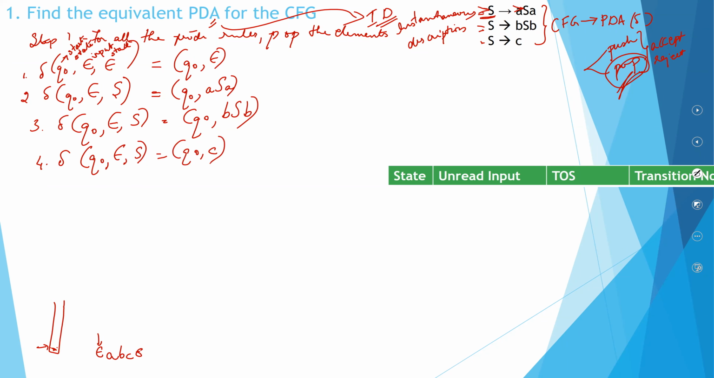Okay, so these are your first 4 transition delta rules. Equal to means that when you encounter S, it can be either this or this or this, and you are still in Q0. Now these are my production rules, and this is my initial state. I have written my production rules. All my production rules have been taken care of. That was my step number 1.